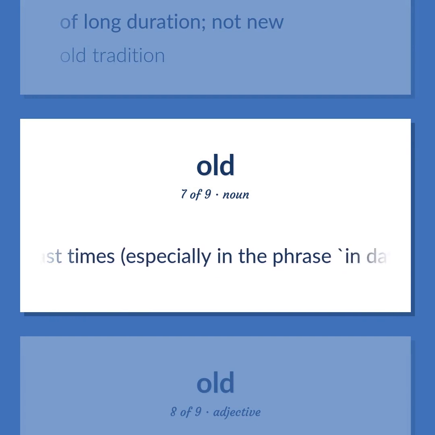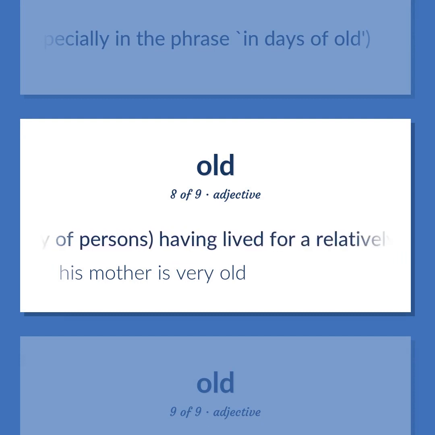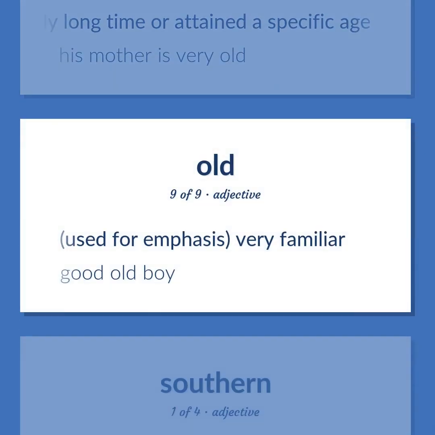Past times, especially in the phrase, in days of old. Used especially of persons, having lived for a relatively long time or attained a specific age. His mother is very old. Used for emphasis, very familiar. Good old boy.